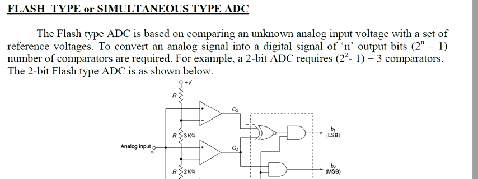This 3-bit information is given to a coding circuit, and this encoder circuit converts this 3-bit digital data into equivalent 2-bit digital data, that is B1 and B2.